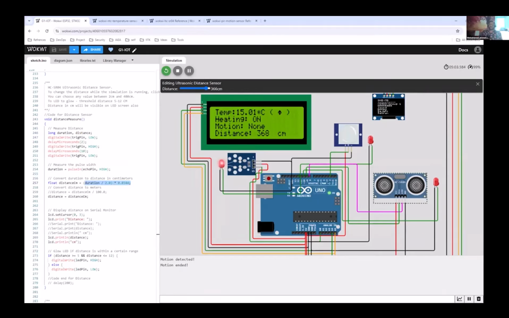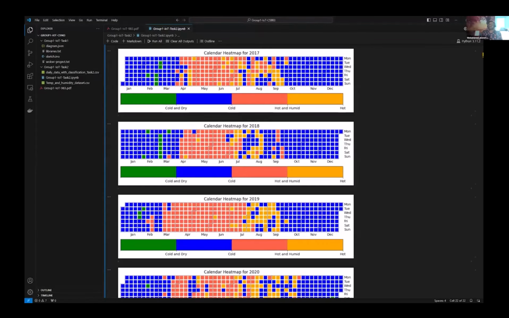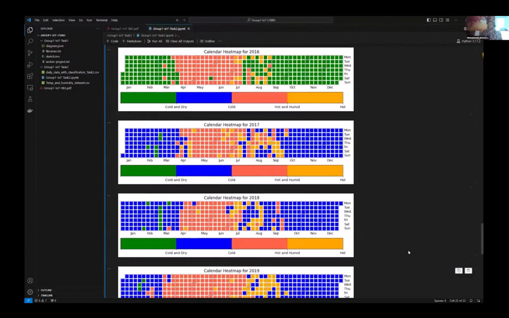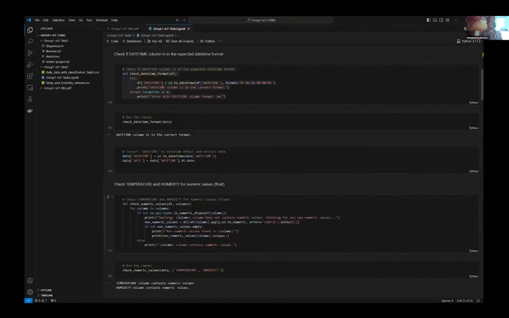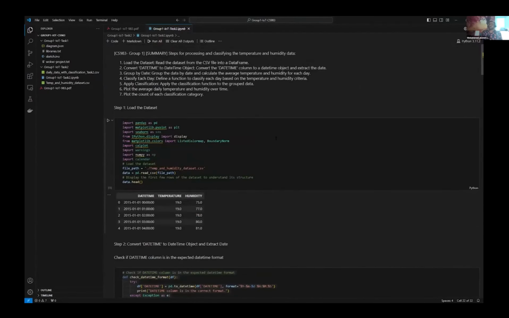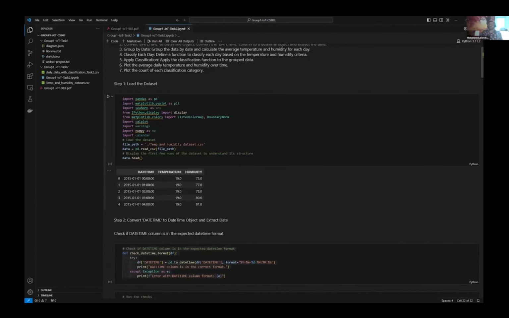Now moving to our next task, task 2, which is related to the classification of temperature and humidity, for which a data sheet was given to us. Based on that, we have to do the classification. Everything is completely coded in Python using Jupyter. So first we read the data, then we show the data we have from the data sheet.